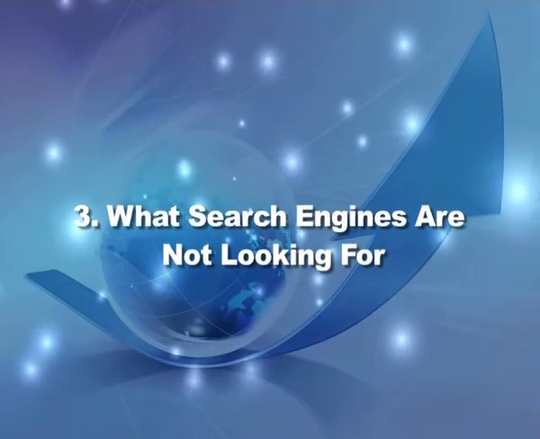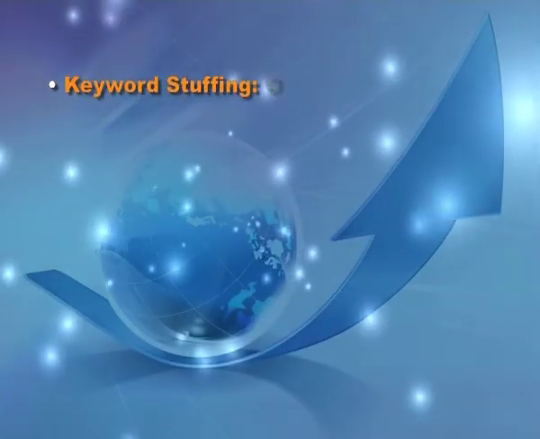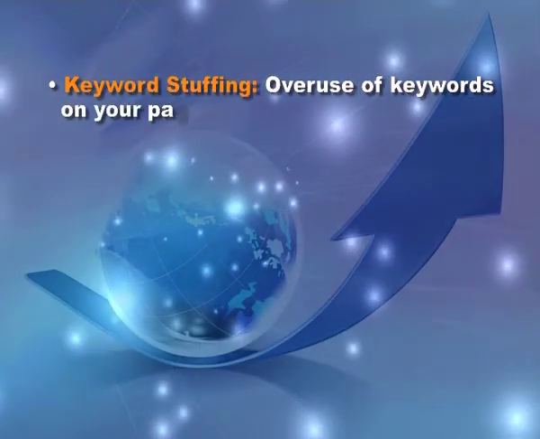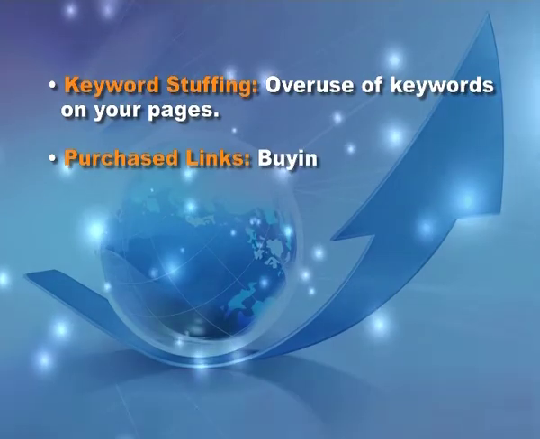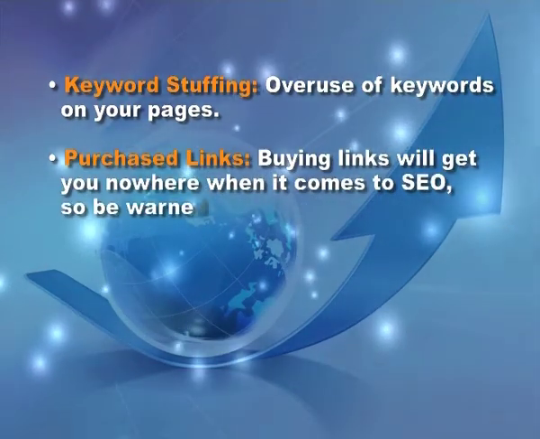Number 3. What search engines are not looking for. Search engine spiders only have a certain amount of data storage, so if you are performing shady tactics or trying to trick them, chances are you're going to hurt yourself in the long run. Items the search engines don't want are keyword stuffing, overuse of keywords on your pages, and purchased links. Buying links will get you nowhere when it comes to SEO, so be warned.